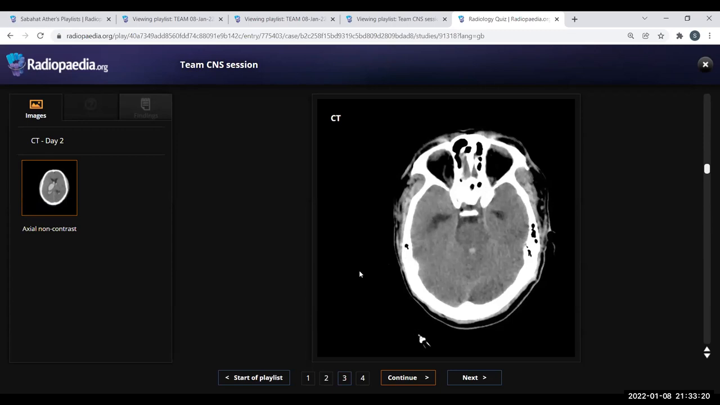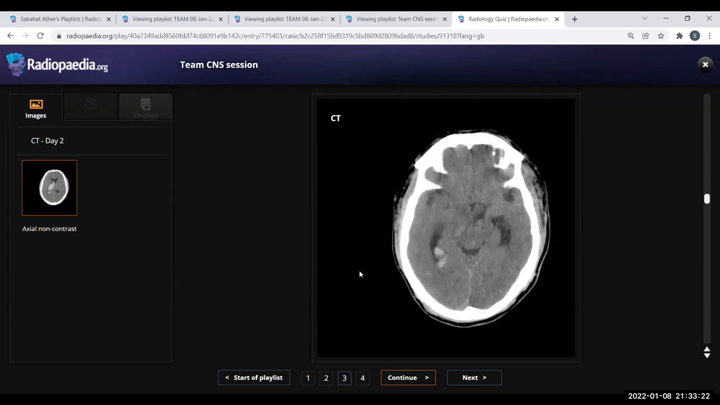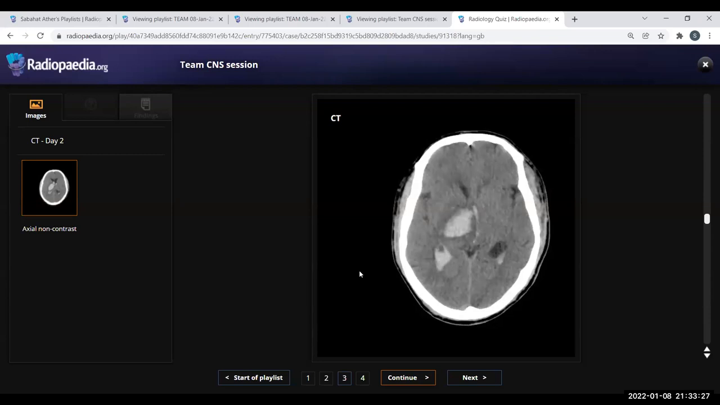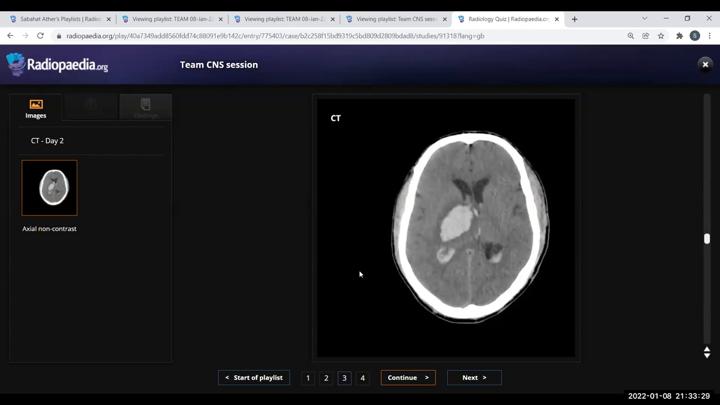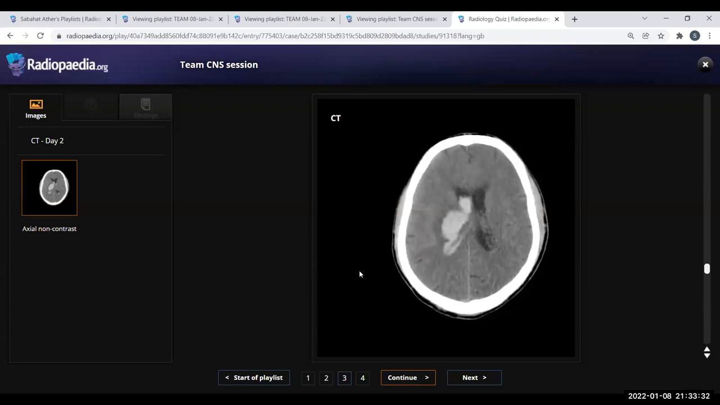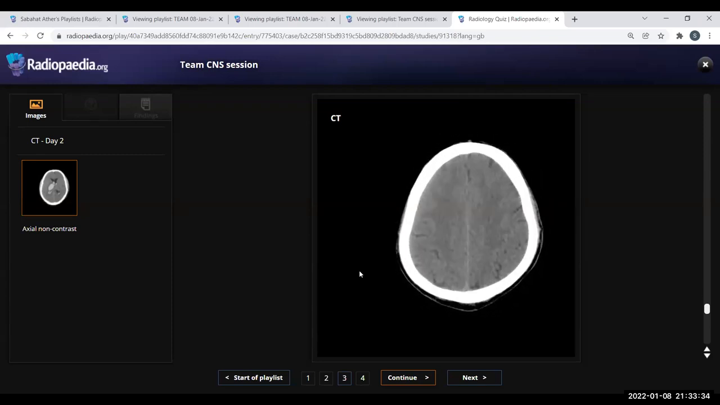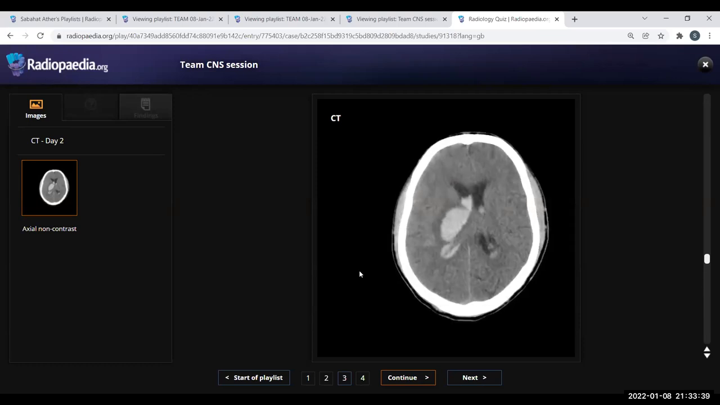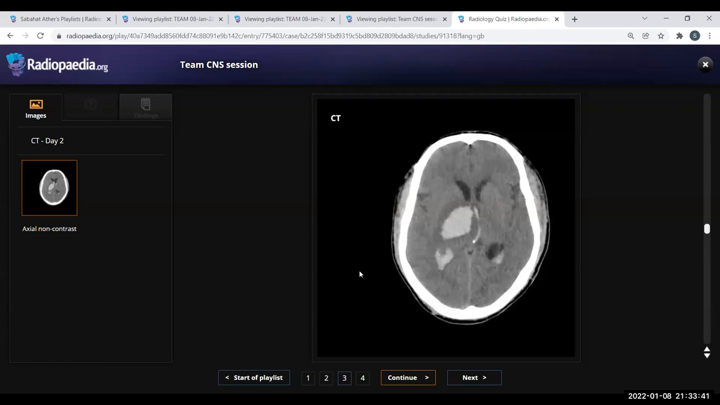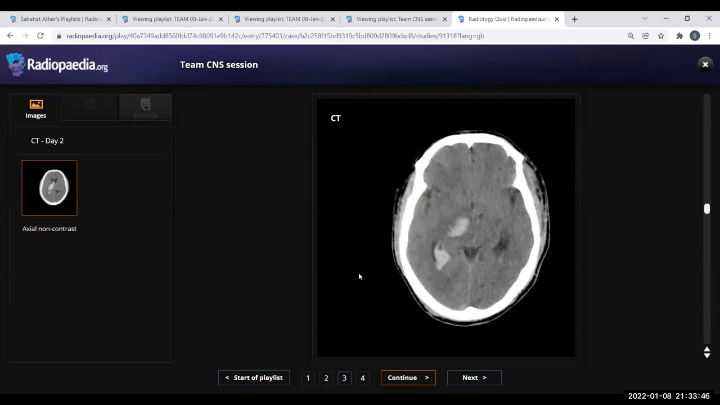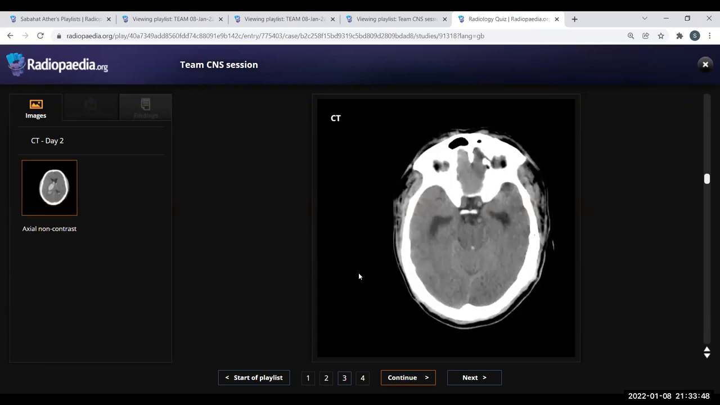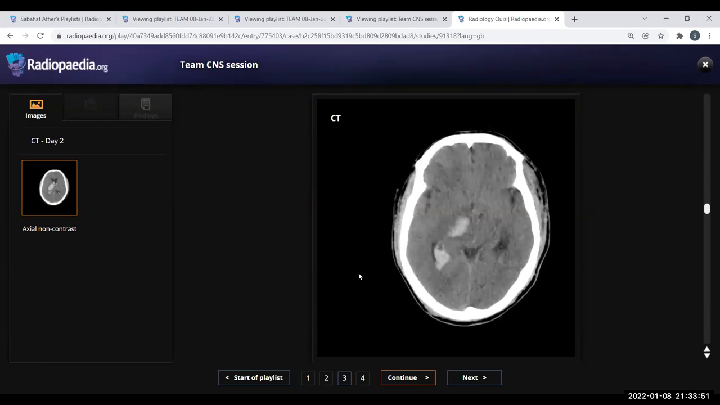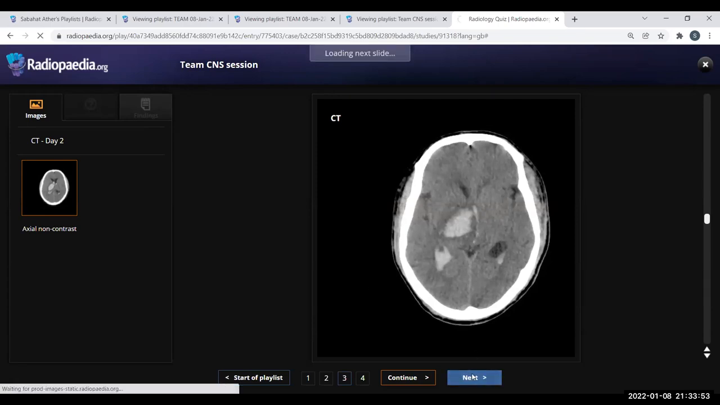Okay, so what are your findings here? There's intraventricular hemorrhage and also hemorrhage in the basal ganglia region. Okay, so can you tell me the specific presentation of Moyamoya in children and in adults? Moyamoya in children would present with, I have no idea what the difference in presentation would be. Okay, no problem at all. Please proceed to the next case.